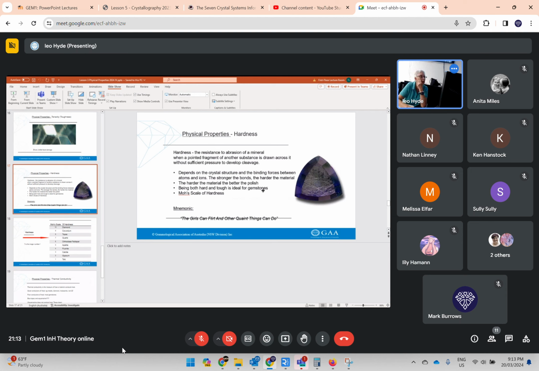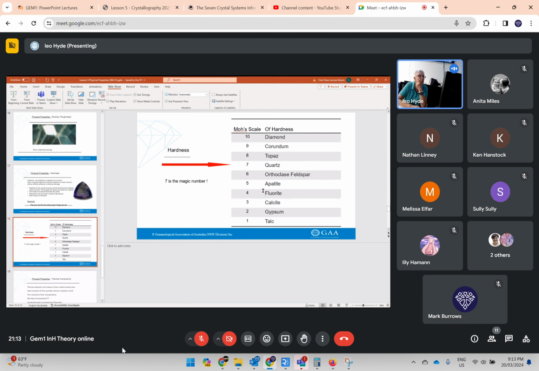Anyway, going back to this one, I put an arrow there at 7. Now that's the magic number. Why? Because that's what dust is. All the grains of sand on a beach, what are they made out of? Silica. Sandstone, quartz sand. They're tiny grains of quartz.